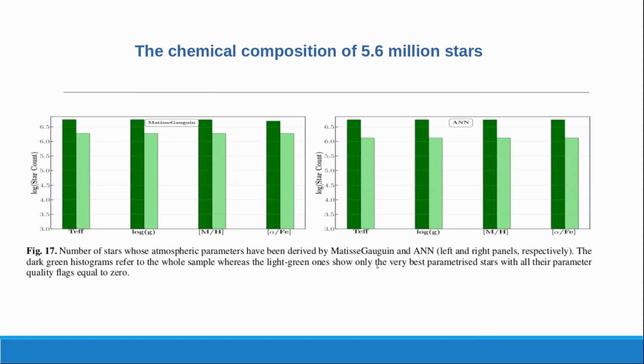This is the output, the number of individual parameters for each module. The dark green color refers to the raw value, let's say without any flagging or filtering, while the green ones correspond to the reliable ones after applying some flagging criteria. As you can see, we have measurements of the parameters for millions of sources.